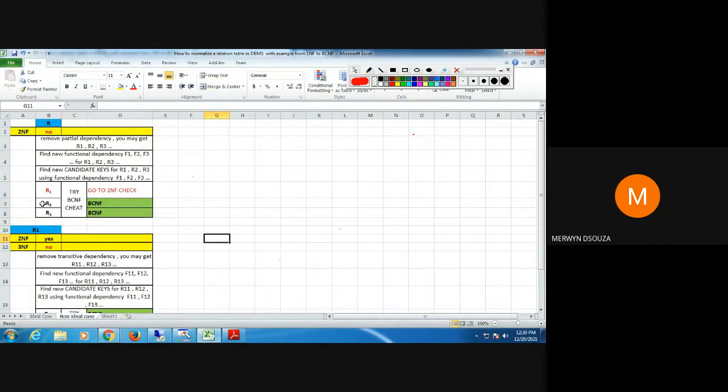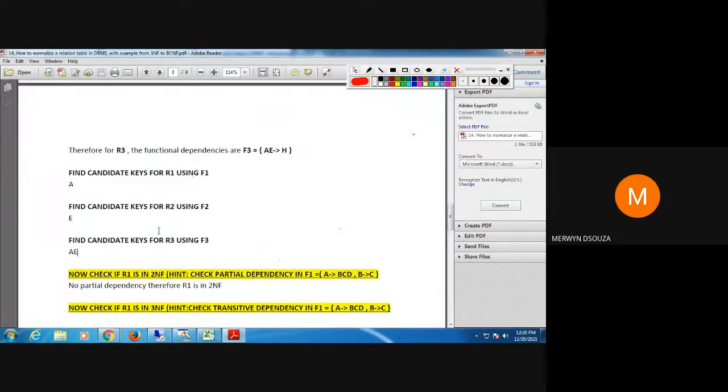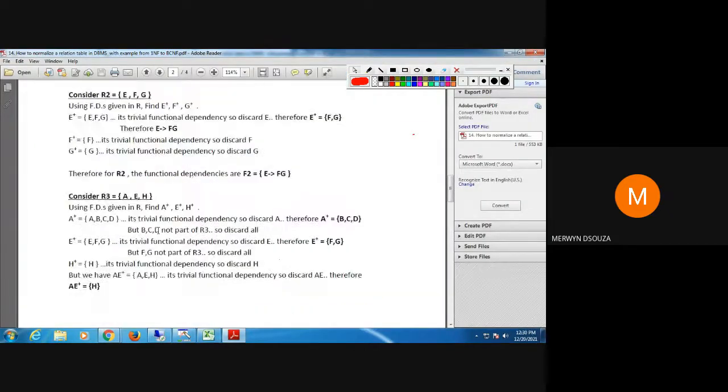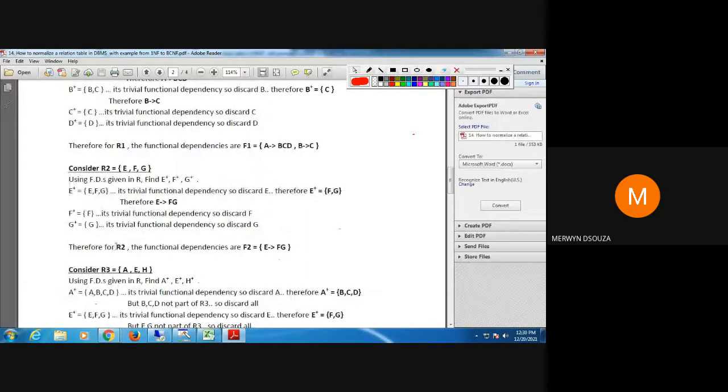Okay, let's look at R2 first. So let's take R2 here. What is R2 here? R2 has attributes E, F, G, and there is only one functional dependency: E determines F, G.